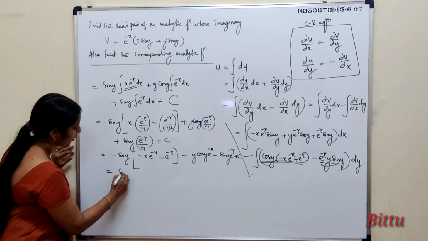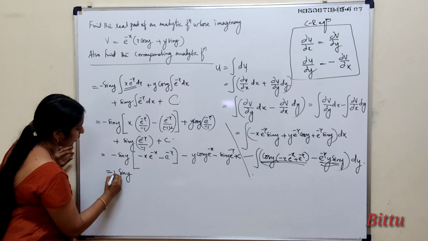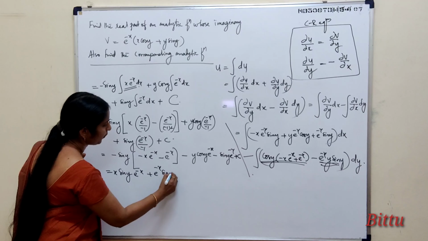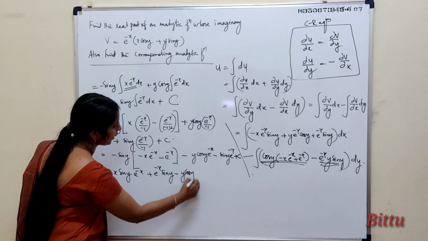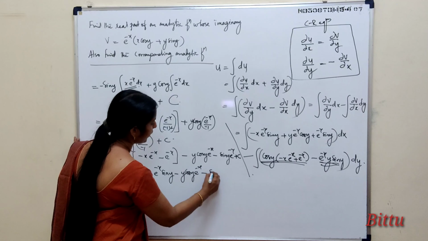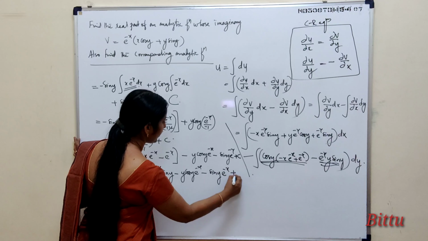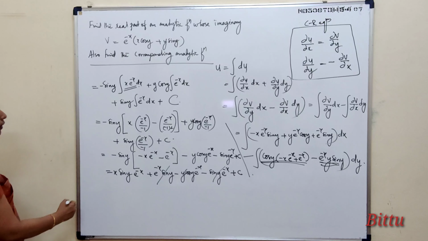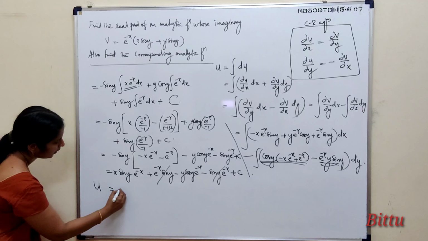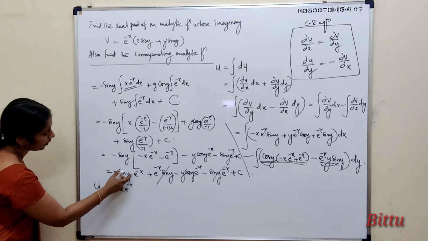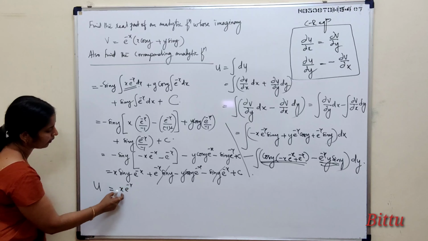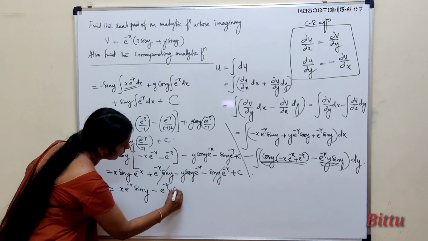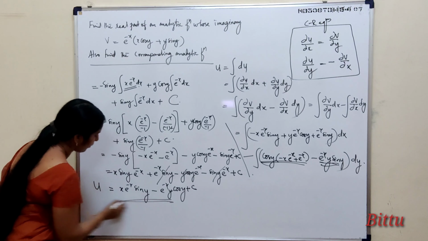See this: x sin y e^(-x) plus e^(-x) sin y minus y cos y e^(-x) minus sin y e^(-x) plus c. You can see these two terms will cancel each other. So we can write u as, considering the variables x together, x e^(-x) sin y minus e^(-x) y cos y plus c. See, this is our u.